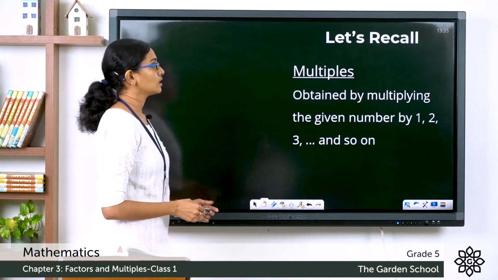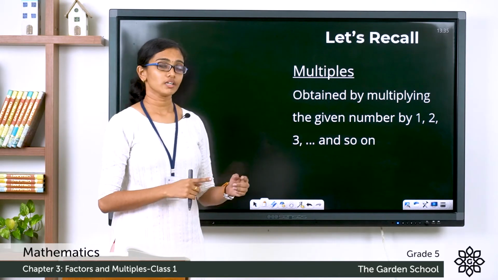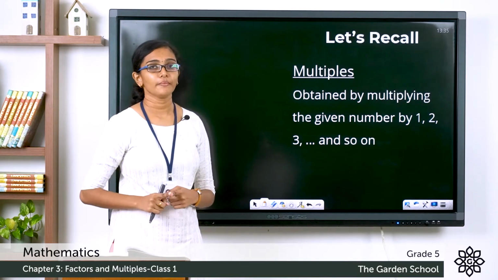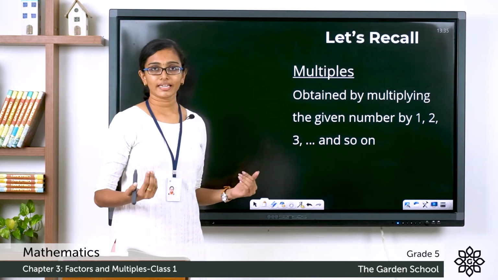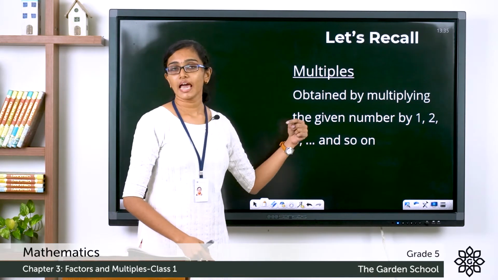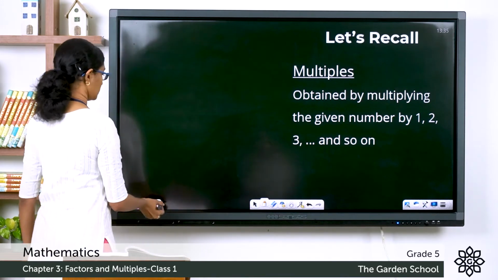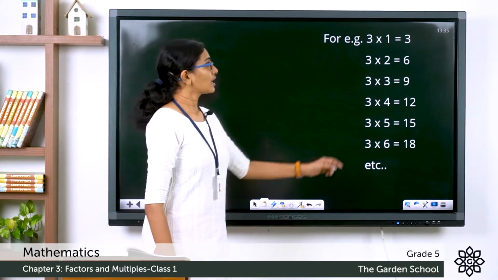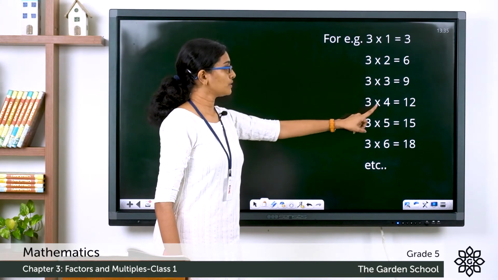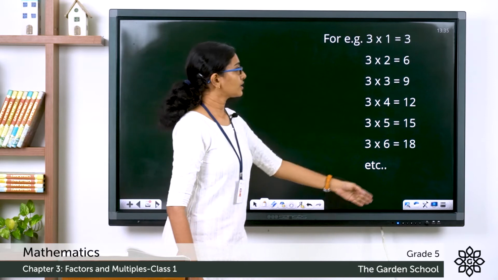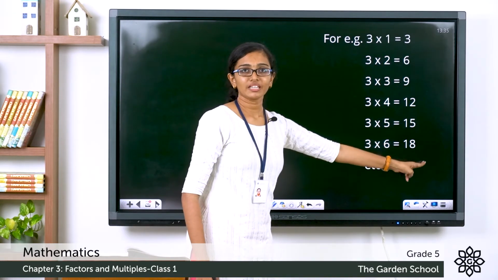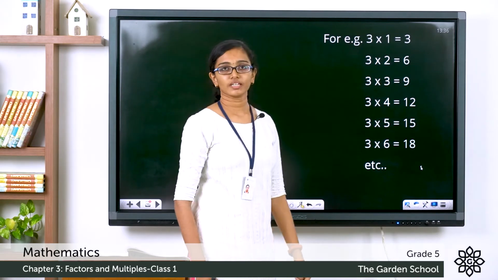Now, that was about factors. Now see multiples. So what are multiples? Multiples of a number are the numbers we get by multiplying the given number by 1, 2, 3 and so on. See this example. Here the number 3 is multiplied by 1, 2, 3, 4 and so on. And you get the answers here. And these numbers here are the multiples of the number 3. Clear?